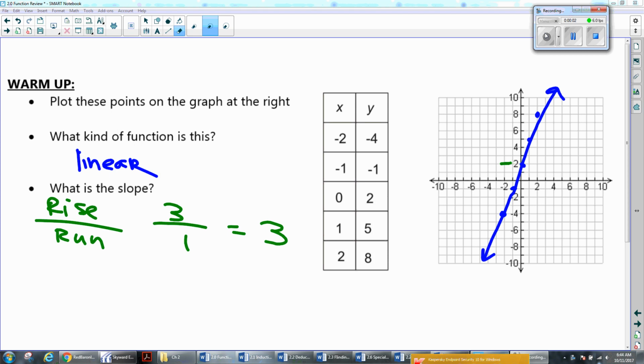Alright, so on this graph, we have plotted all the points. If we connect them, we get a nice straight line, making this a linear function. Think about the slope. You're taking your rise over your run. You went up 3 to the right 1, so your slope is really 3.